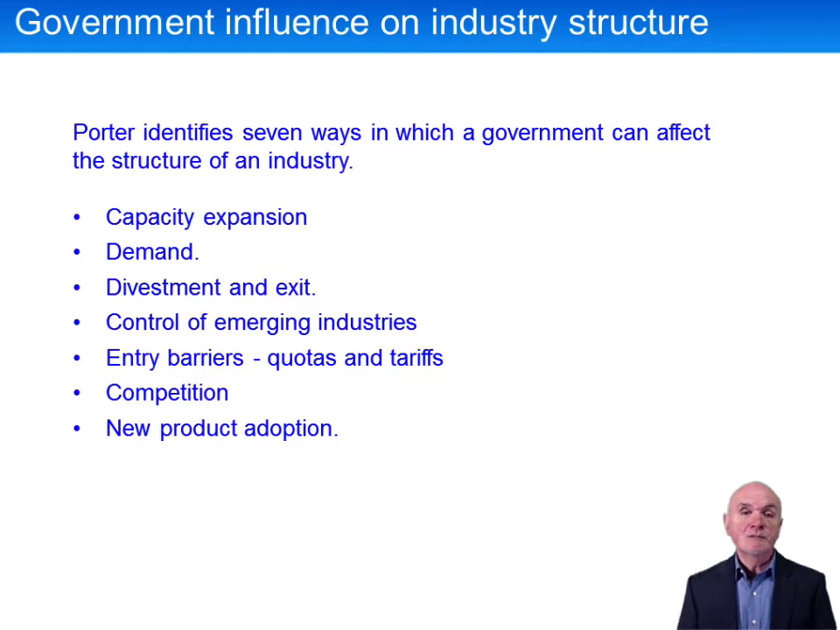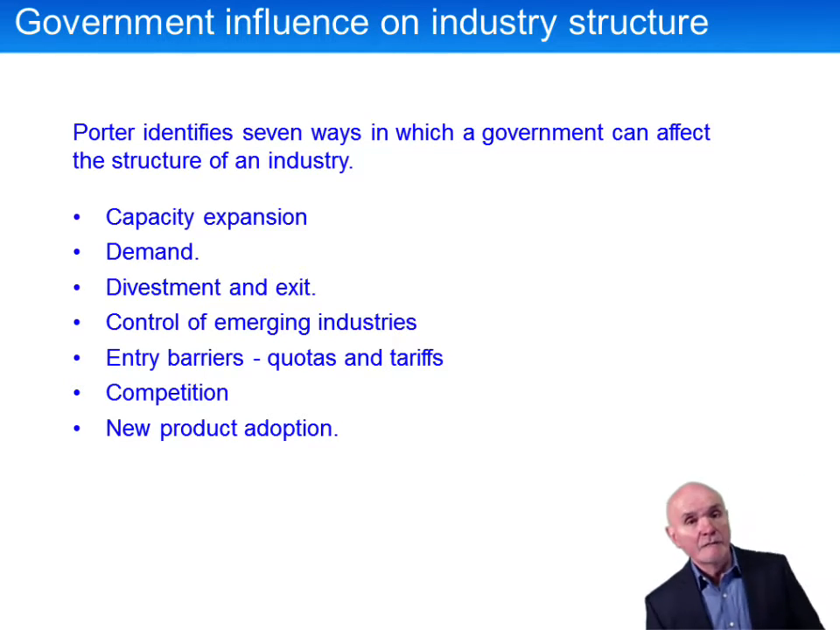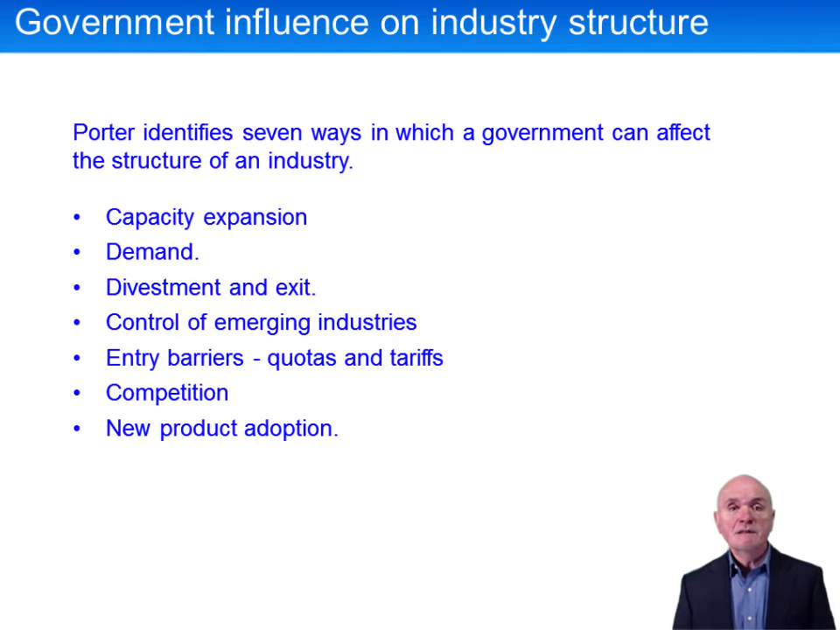And new product adoption. For example, in pharmaceuticals, governments can regulate the types of tests and the safety procedures that new pharmaceuticals have to go through before they can be licensed. Similarly, cars. Cars have to go through a set of safety tests before they can be sold. And governments can make it harder or easier for new products to come onto the market, depending on the sorts of tests and regulations which they stipulate.